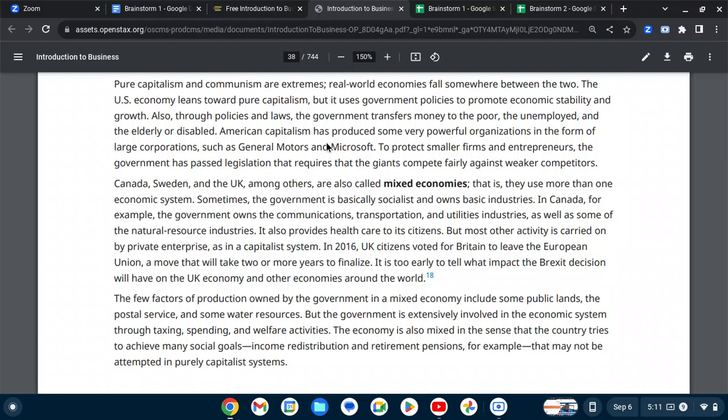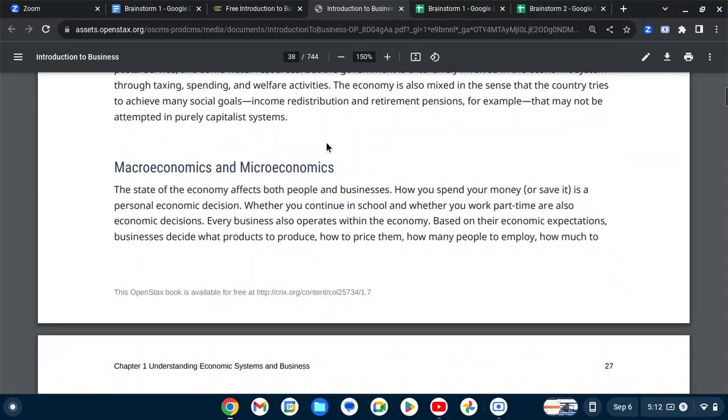In 2016, UK citizens voted for Britain to leave the European Union, a move that will take 2 or more years to finalize. It is too early to tell what impact the Brexit decision will have on the UK economy and other economies around the world. A few factors of production owned by the government in a mixed economy include some public lands, the postal service, and some water resources, but the government is extensively involved in the economic system through taxing, spending, and welfare activities. The economy is also mixed in the sense that the country tries to achieve many social goals, income redistribution and retirement pensions, for example, that may not be attempted in purely capitalist systems.